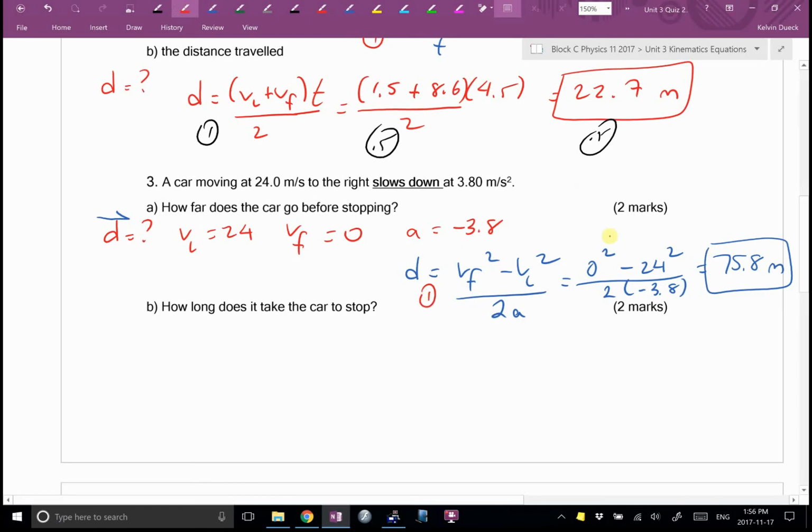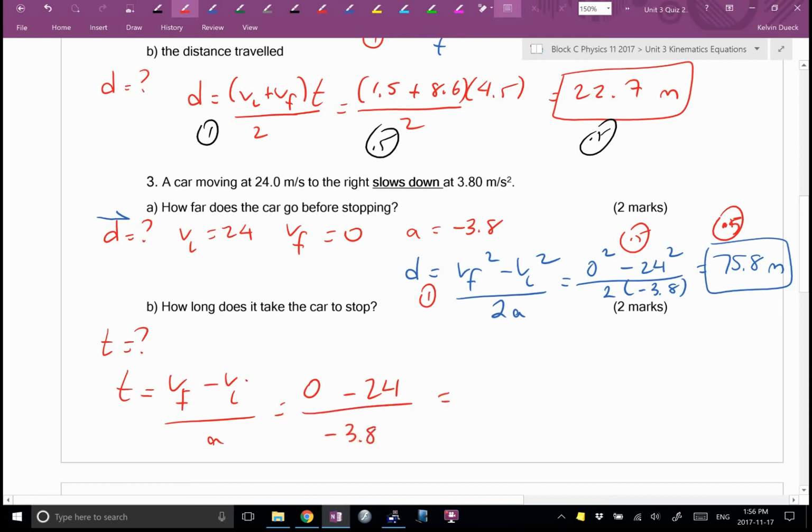As always, 1 mark, half mark, half mark. How long? I think this is a time question. And I'm going to go with time being VF minus VI over A. It's going to be 0 minus 24 divided by negative 3.8. Time, scalar or vector? On your test, by the way, I will expect you to know which ones are scalars and which ones are vectors, but I'll give you a specific list in your study guide, I think.